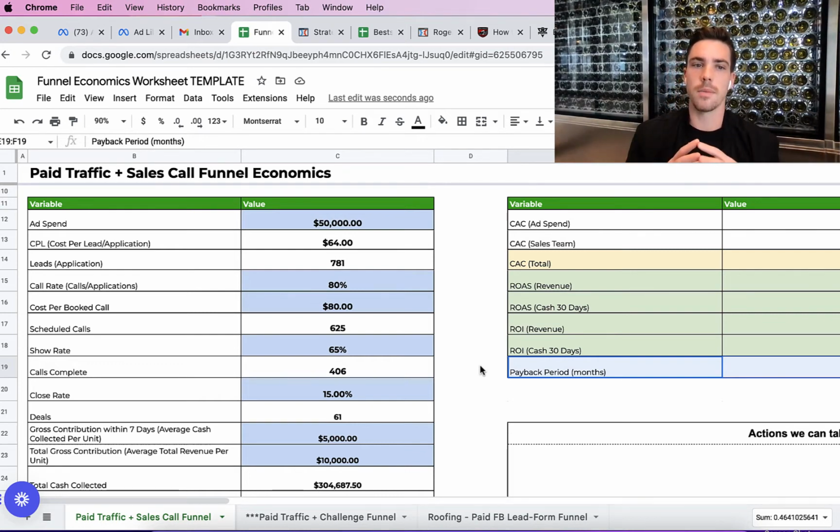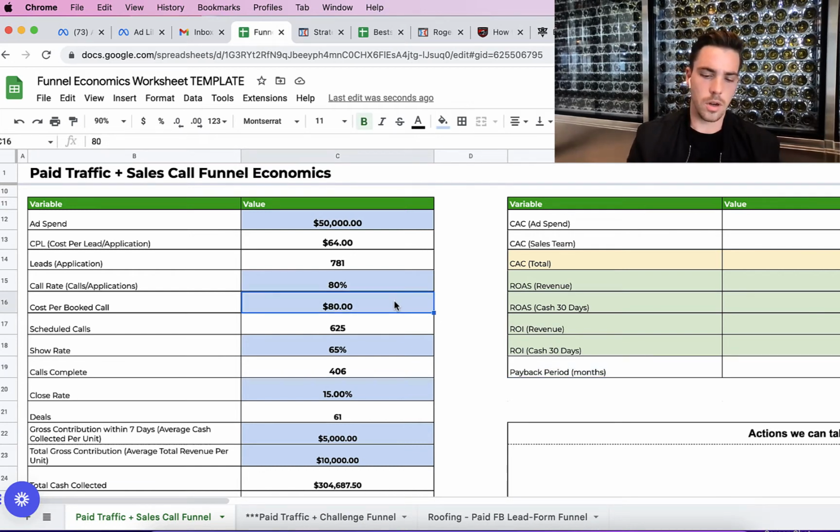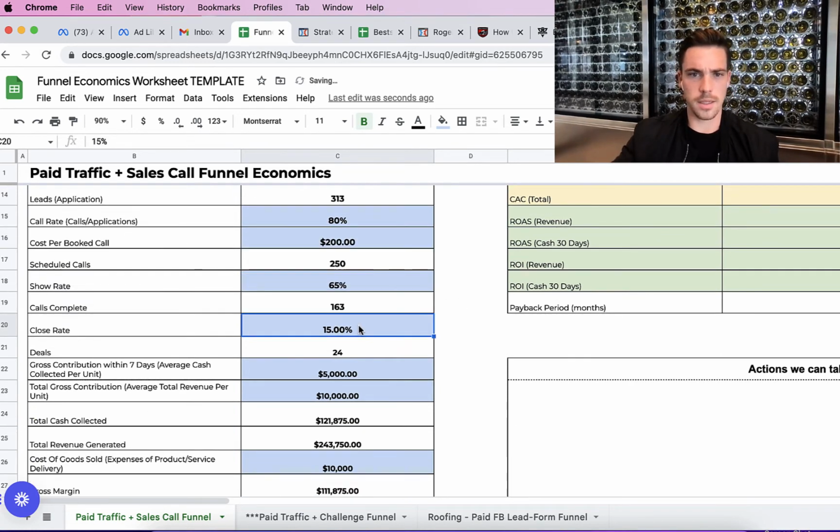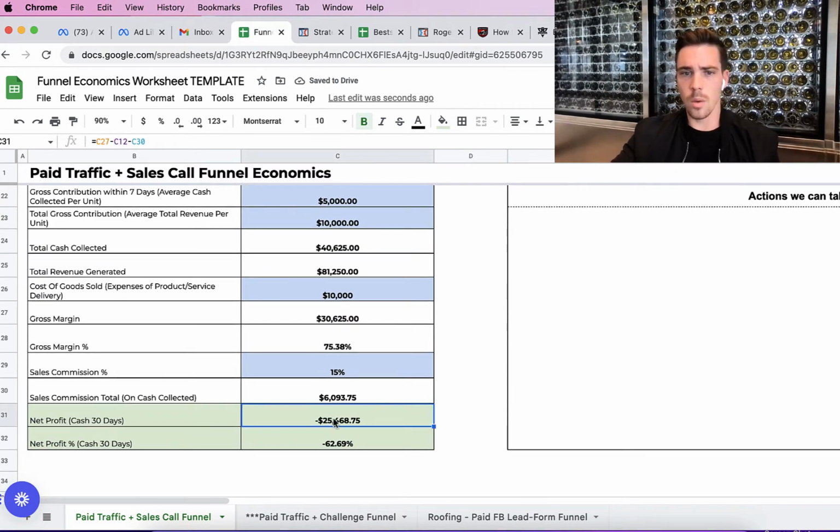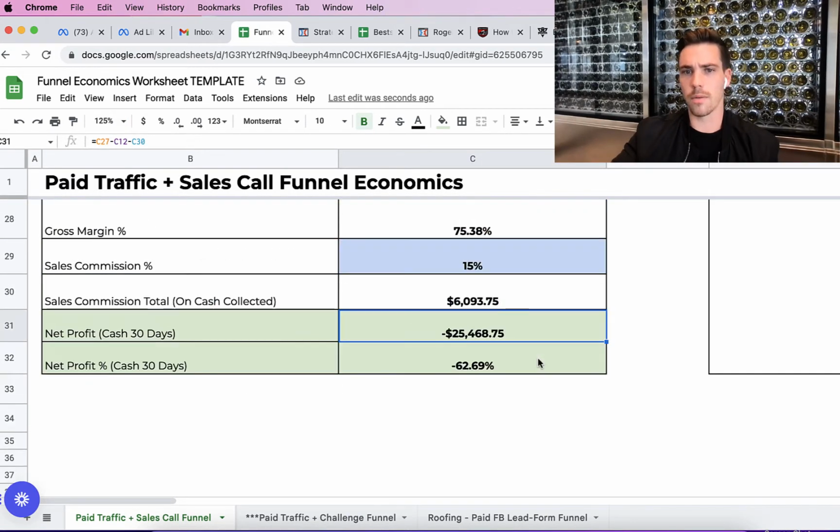So this is one of the fundamental things that we look at and analyze with our clients, because, for example, if it's going to cost us $200 cost per call, and let's say our closing rate is 5%, we're in the negative by 25 grand, right? So it's super important for us to know what numbers we need to hit to be profitable.